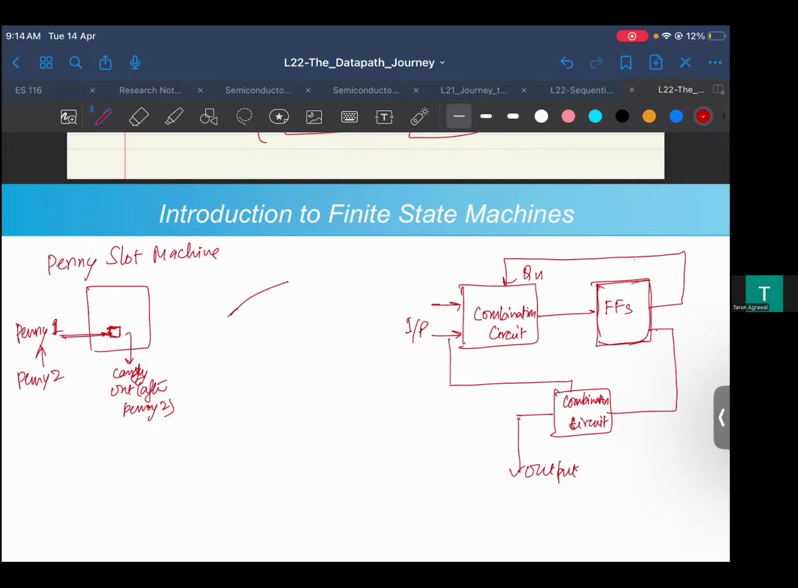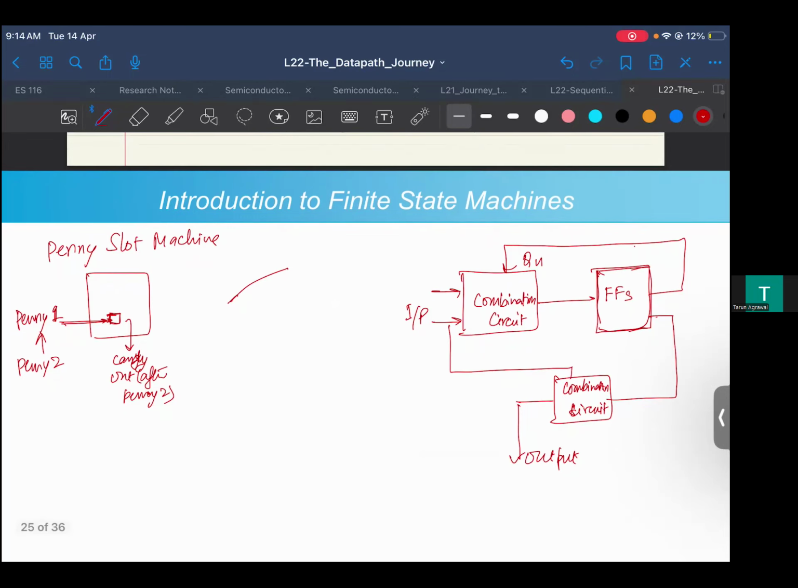Other than the combinational circuits, right? And that is also made with gates. That is the beauty about these FFs. So now the question is very simply, can you tell me what you mean by that? How do you make a state diagram, right?